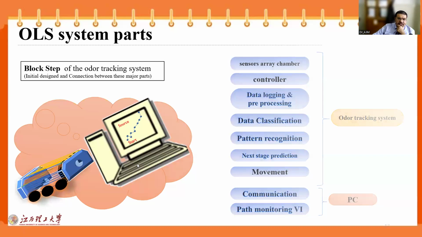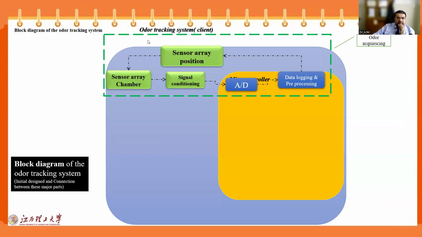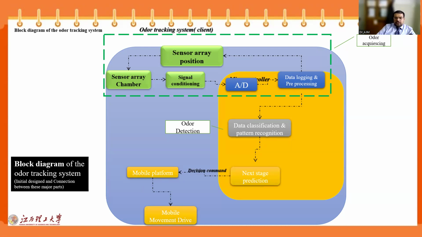Okay, in all, if we go into more detail inside the robot, for tracking the gas or tracking the odor, we should have a sensor array from which we take the signal. These signals are analog, so we should convert them to digital, and we need a data logger and pre-processing here, and another sensor array that works as feedback for us. Like this loop, we acquire the odor with the robot. After taking the data from the first box, we should classify it and find the pattern of my odor, so I need the data classification and pattern recognition part. As the next part, I need a prediction part, which should give the decision command to my robots to move towards the source.